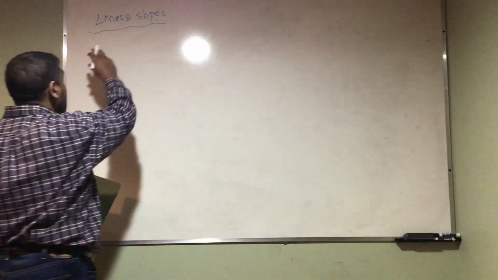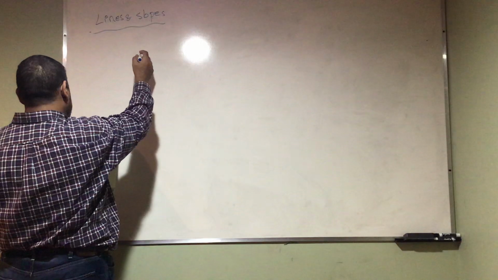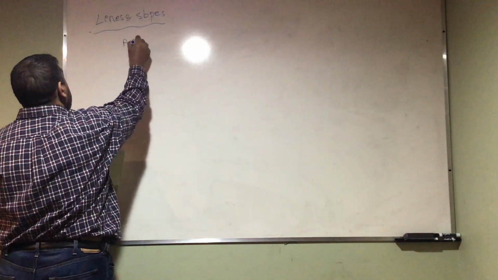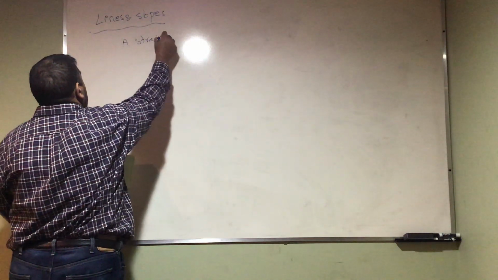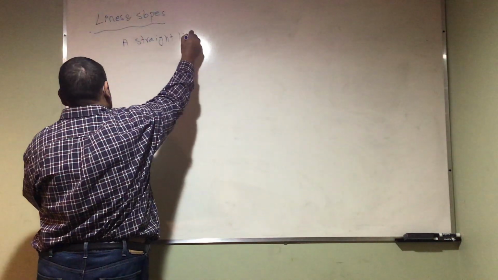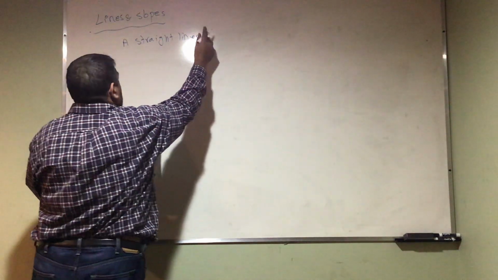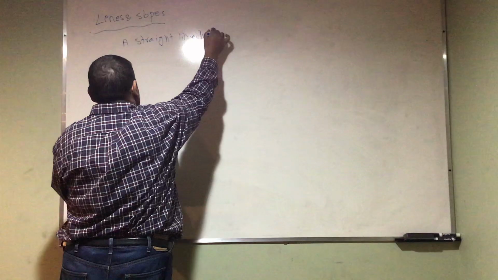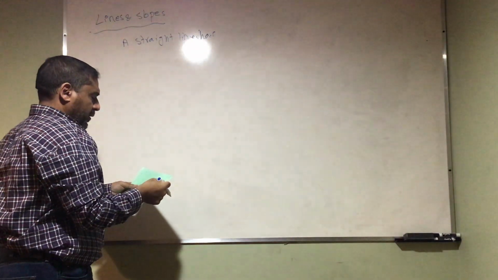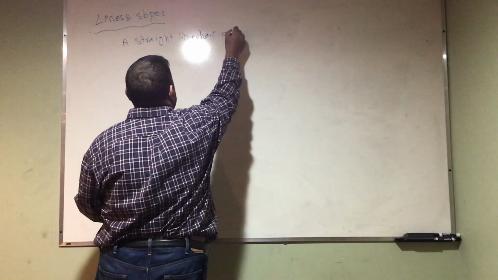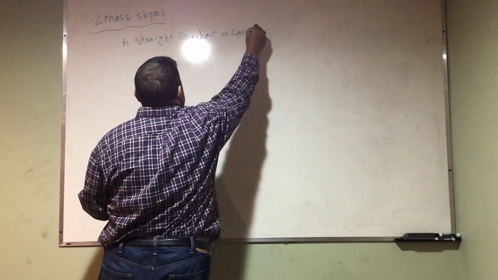So what is a line here? That is kind of a straight line, maybe right here, a straight line. A straight line has a constant slope.